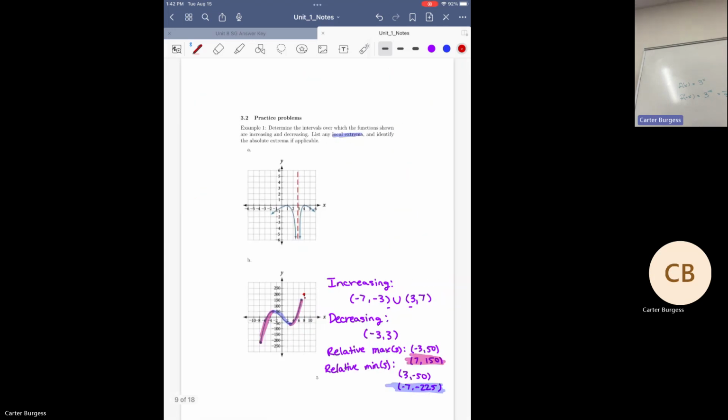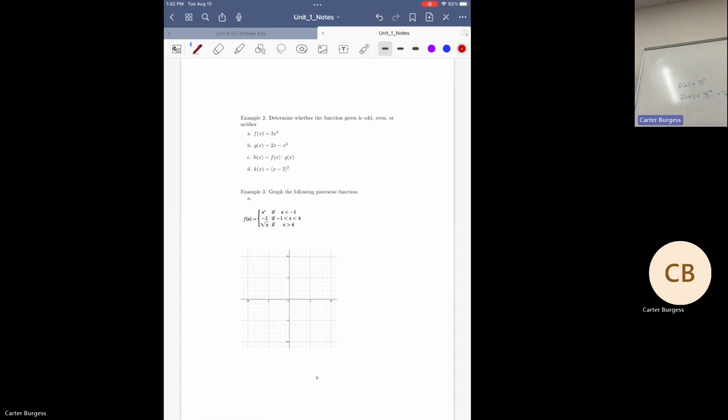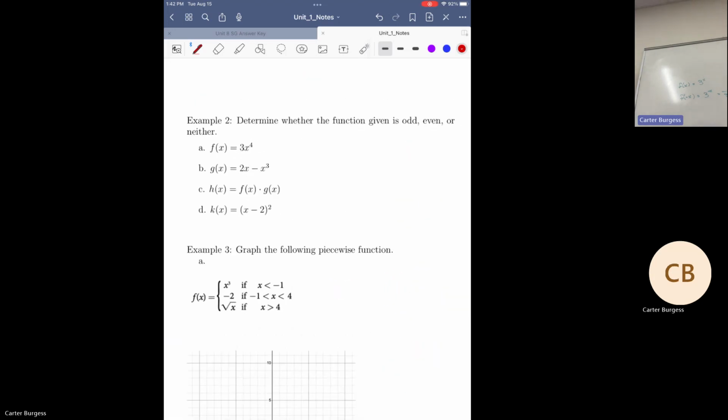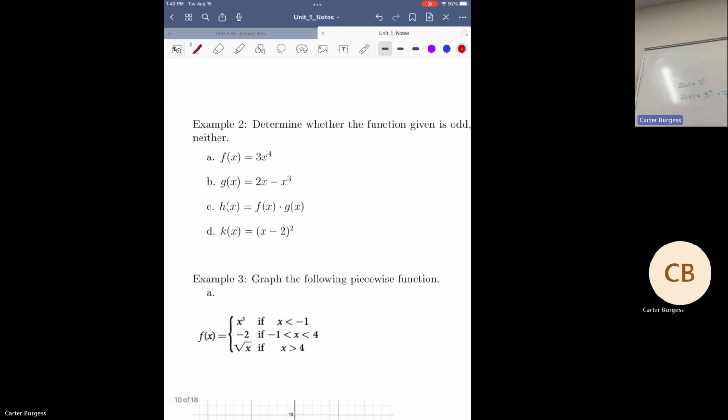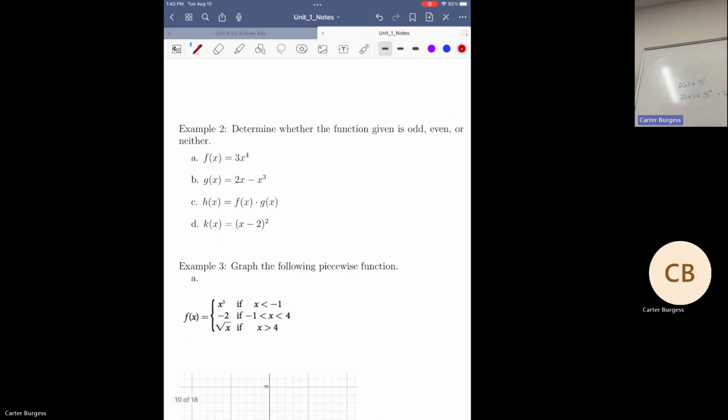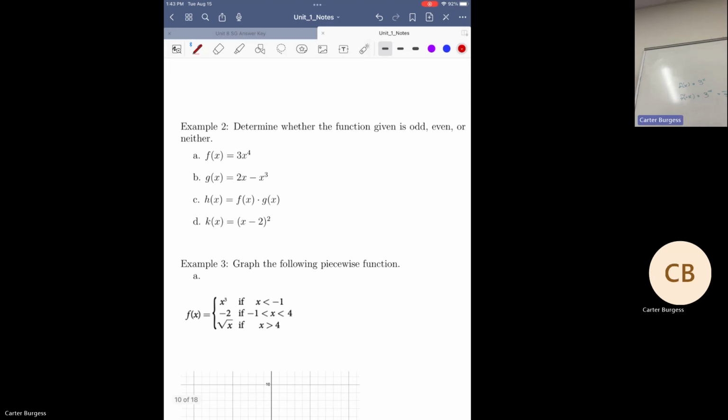All right, let's take a look at a couple examples here. I am looking at page 6, example 2. We are trying to figure out whether the function that is given is even, odd, or neither. All right, A and B are going to be a little bit quick. We get the terms even and odd from something very, very specific.